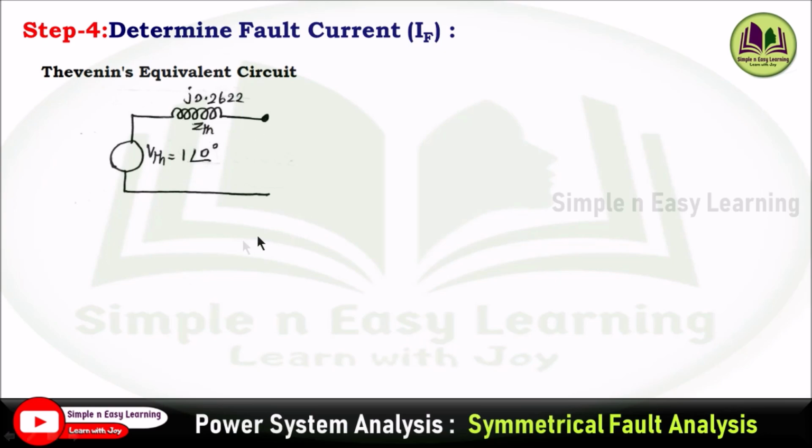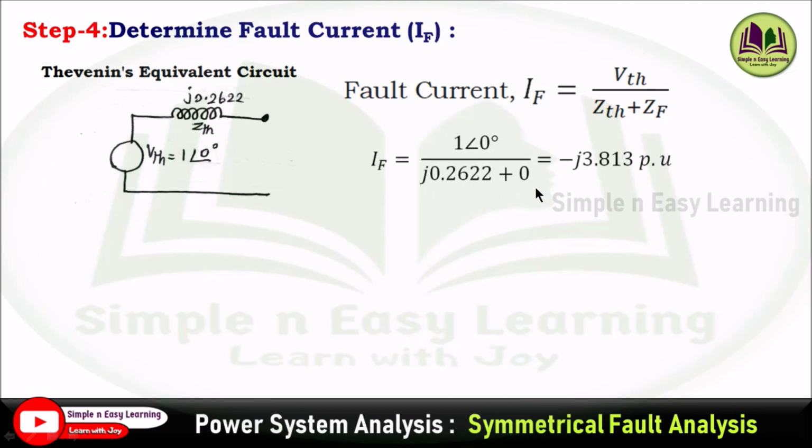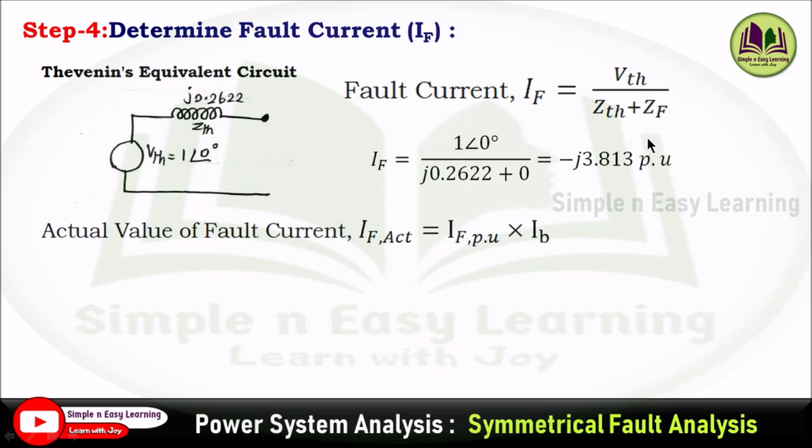So determine fault current. The fault current formula is IF equal to V Thevenin divided by Z Thevenin plus ZF, and Z Thevenin we determined, and ZF, the fault impedance, is not specified in the problem, so you can substitute 0. You will be getting minus J 3.813 per unit, and this is your per unit value of fault current. Now the actual value of fault current equals per unit value of fault current into base current.